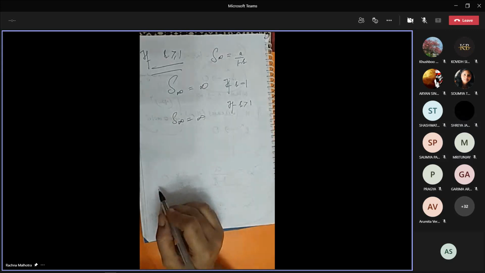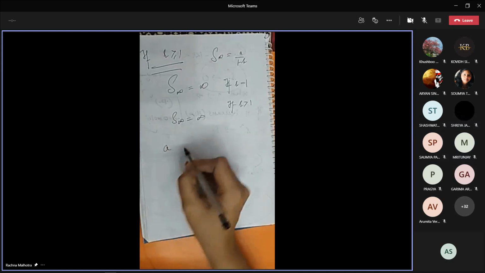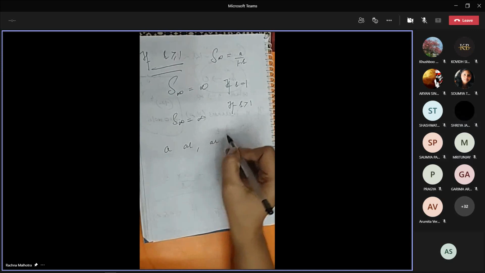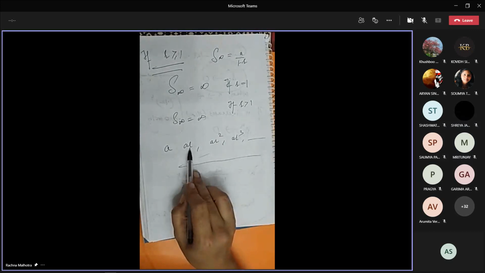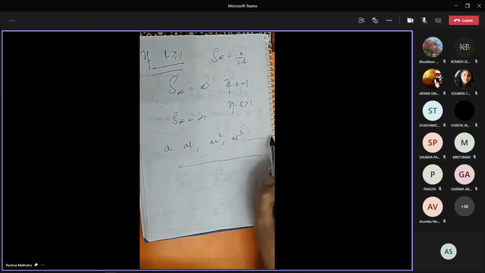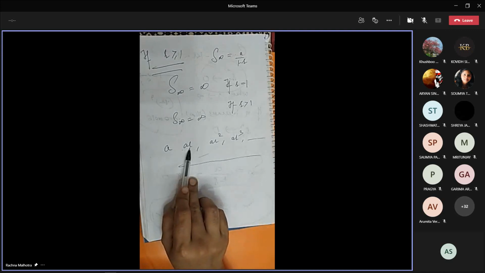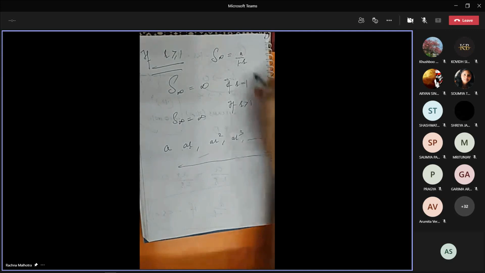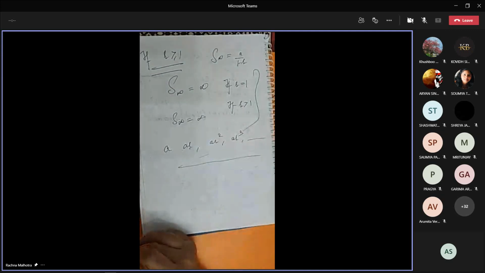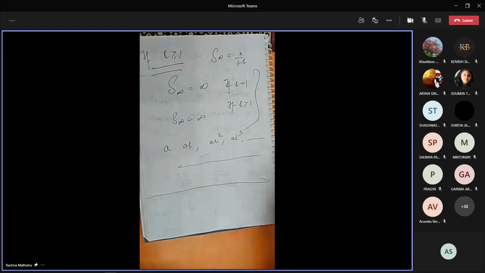How? Now if r is greater than 1, you can see the terms are greater than 1, which means if you add the infinite terms, you will get an infinite answer. When this is greater than 1, it means this is positive. So you will get an infinite answer. So this is for the greater than or equal to 1 case. Now let us start questions. Should I repeat? No, ma'am.